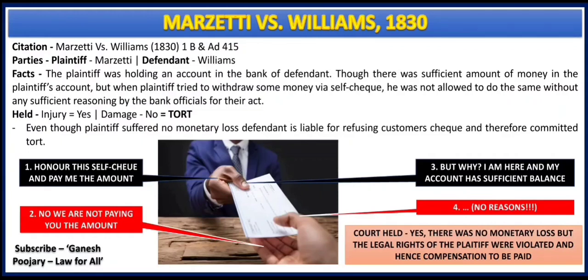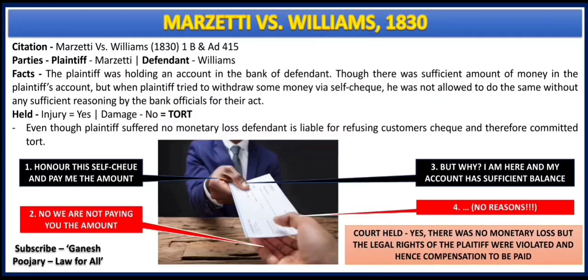What happened here? Mazity had a bank account in a particular bank and he had sufficient funds in his bank, and one day he gave a self cheque to the bank and asked them to pay. Now the bank, without giving any reasonable reason, declined to pay him the amount. If the bank had certain reasons, that is good, but the bank had no defined reason to say why they are not giving money to Mr. Mazity, and they declined to pay the money to Mazity.